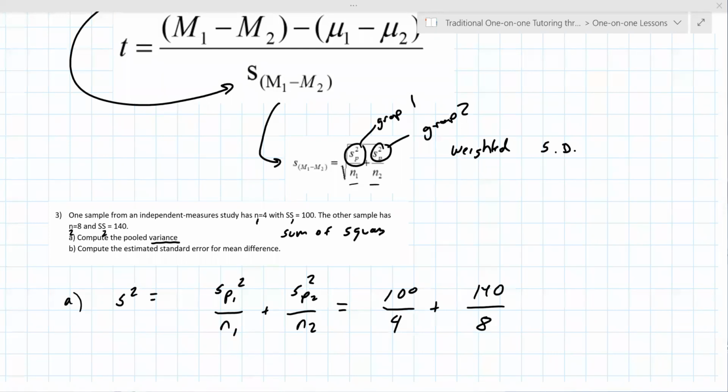Okay, so it would just be 25 plus. Oh, sorry, one second. Is it 42.5? Sounds reasonable. I didn't actually do it. I'll do it right now. Yeah, 42.5.